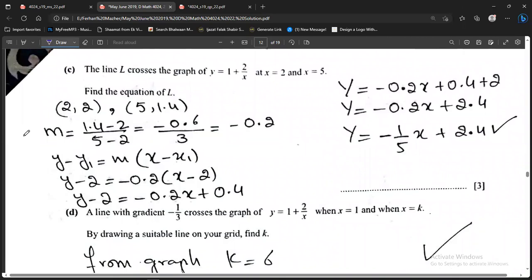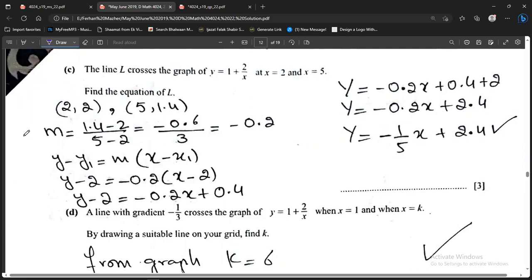First of all, to find the equation of the line joining these 2 points, I will find the gradient of that line. The gradient is y2 minus y1 divided by x2 minus x1. It will be 1.4 minus 2 divided by 5 minus 2, that is minus 0.6 divided by 3, and that will be minus 0.2.